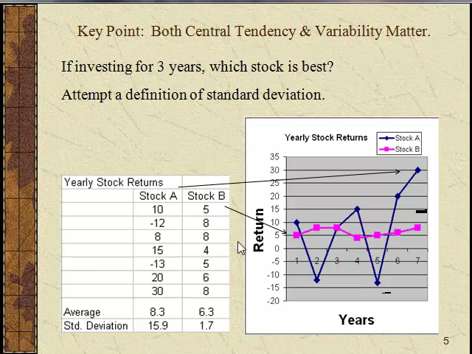Stock B has not quite as good a return, 6.3 versus 8.3, but it's pretty steady and it never dips down below 0. This suggests that for short-term investing, you might be willing to sacrifice a bit of return for stability. So that's one way we can think about those two key dimensions of distributions interacting.